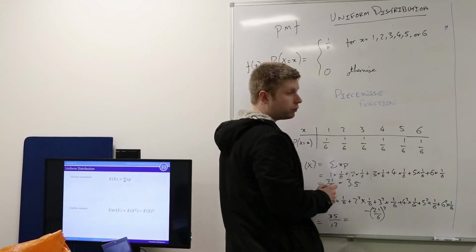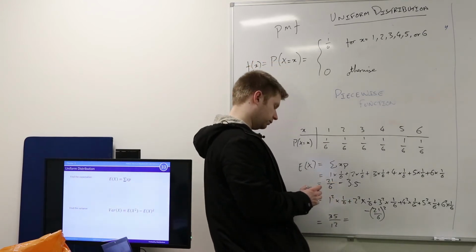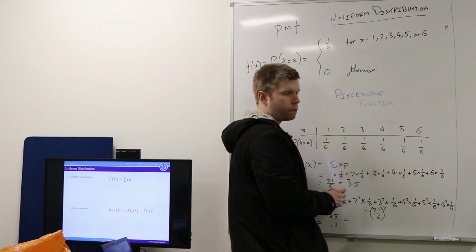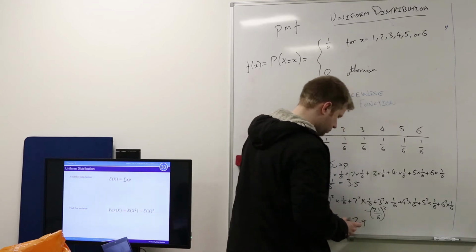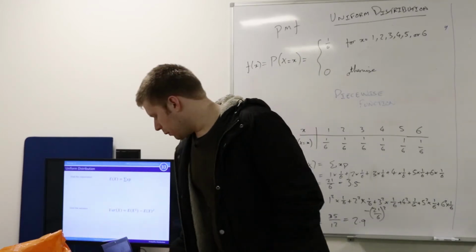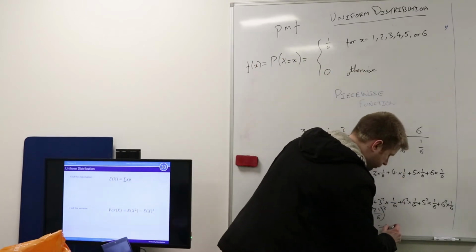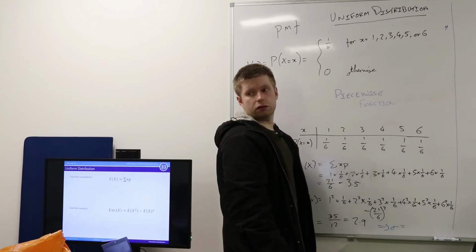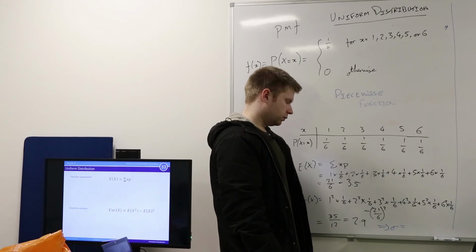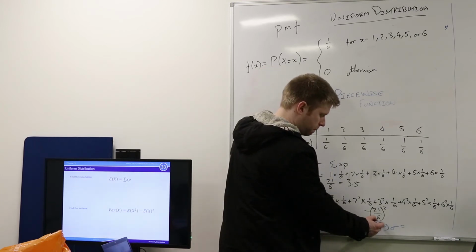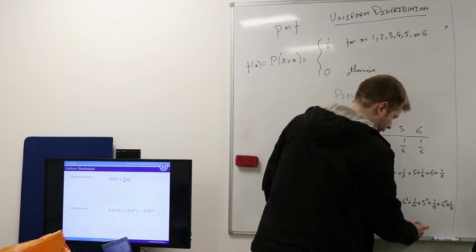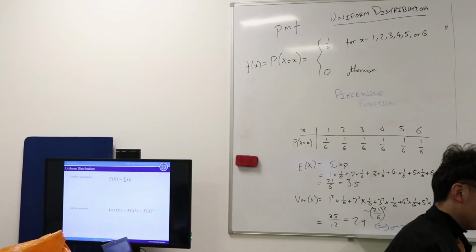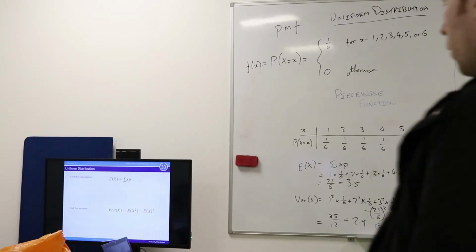And 35 over 12? It's going to be 2 point something, isn't it? 2.9. Yeah. Okay. And of course, that would mean that the standard deviation would be the square root of 2.9, which is 1.7. Okay.